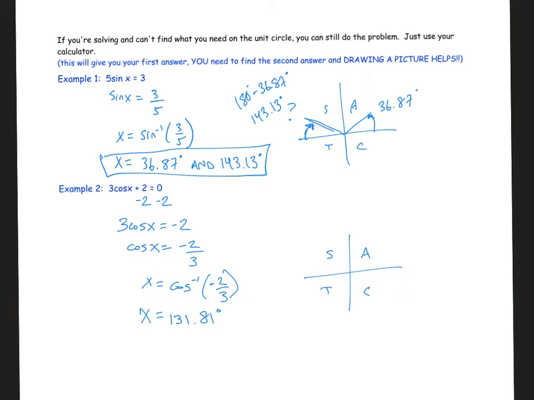And this is a negative value for cosine, so that's going to happen in the second and the third quadrants. So 131 is the first angle we got, so we need to find this angle right here. Well, if you went 131.81 that way, you could go 131.81 the other way. So you could do 360 minus 131.81, and you would get 228.19. So that's the other angle.